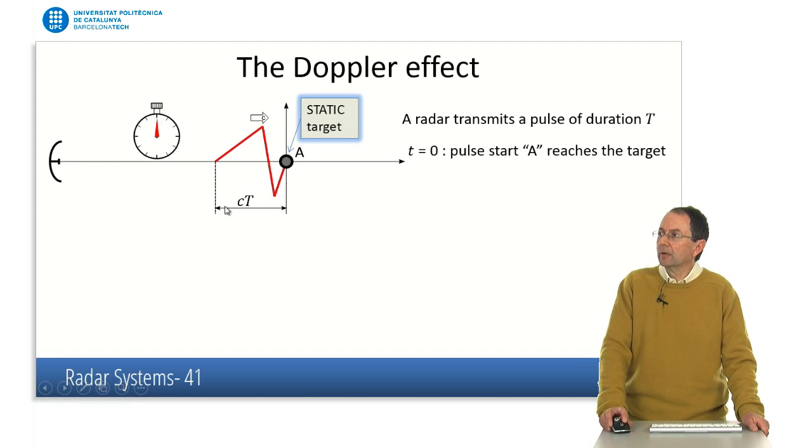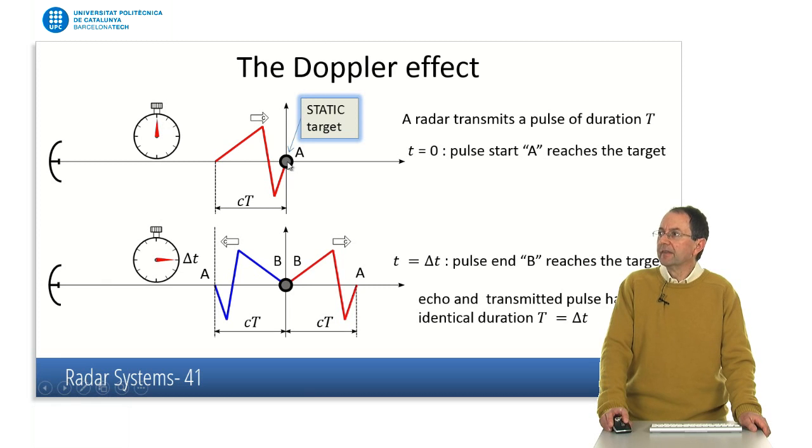Okay, so now, according to the duration of the pulse, this has a space duration here, which is the speed of light multiplied by the time of the pulse. Now, capital T is the duration of the signal we transmit. Okay, we reset our clock here. We put the clock at 0 when the leading edge of the pulse, which is A, reaches the target.